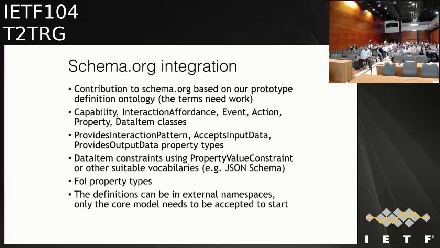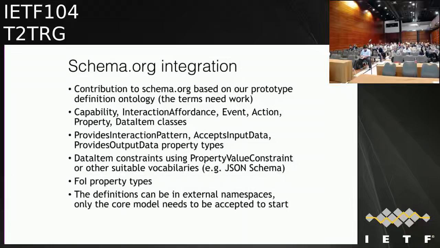Data item constraints are already there in property value constraints, and we want to add some property types for features of interest. So we can say, for example, that this temperature sensor is measuring the oil temperature of an automobile, and the oil is the feature of interest. Doing that linkage allows the semantic client to understand what they're doing.